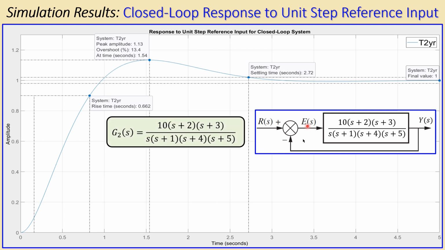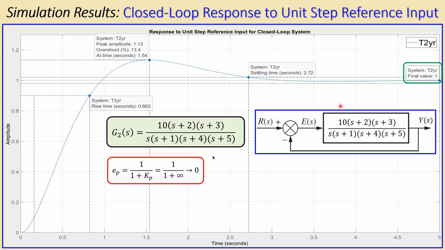This was our G2. What you see here is the following. It is indeed 1. So for a unit step input, the final value is indeed 1. And we have seen that because the Kp, the static error constant for position, was infinite. So it will approach 0 as an error. And that means your error will be 0.